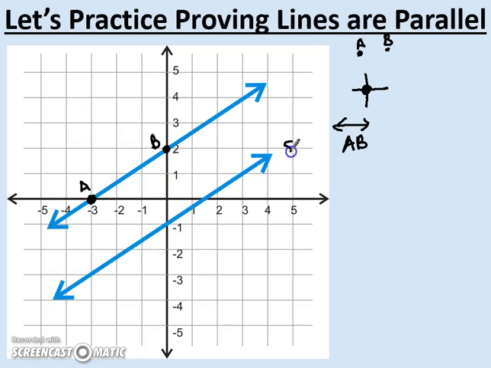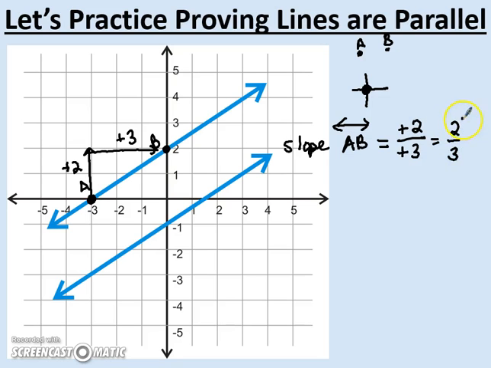And since I'm calculating the slope of it, I'm going to write slope in front of it. So slope of line AB equals, now do rise over run, up 2, so that's positive 2, and run 3. Positive 3. So our rise is positive 2 and our run is positive 3. A positive divided by a positive is a positive, and 2/3 is a fraction that doesn't reduce, so we just leave it like that.